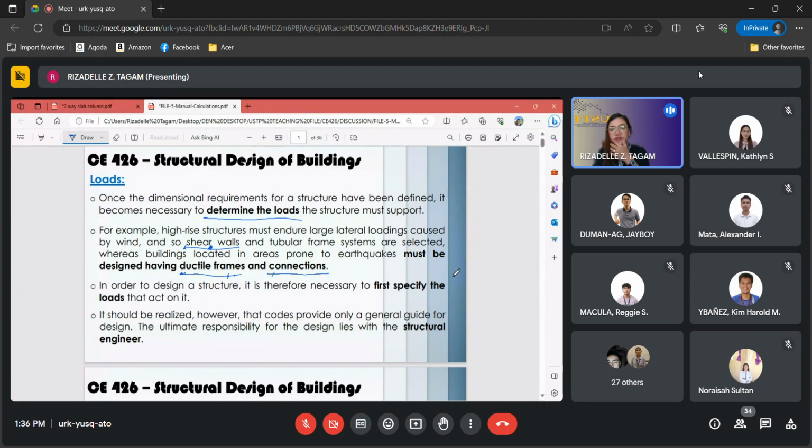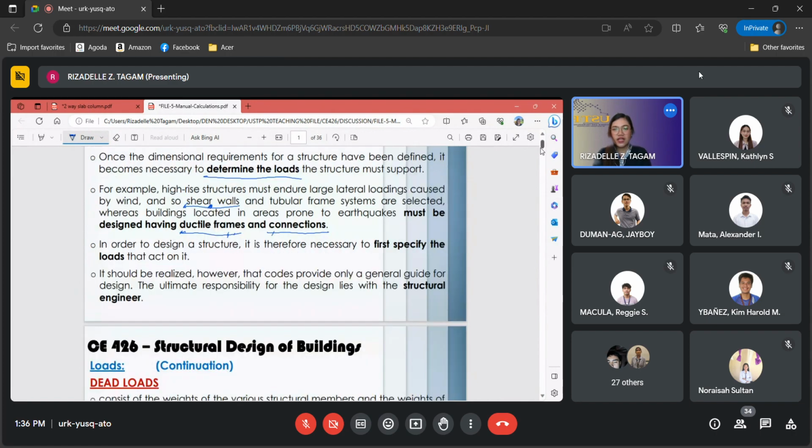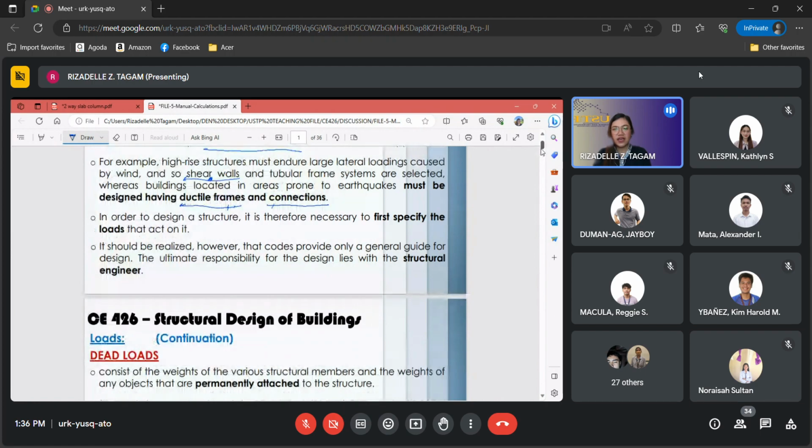So in order to design a structure, it is therefore necessary to first specify the loads that act on it. So like I mentioned, para ma-specify nato ang loadings, kailangan kabuluton sa purpose sa building, di ba? Like wala ka nagbutang og usage sa imong floor area. Gi-design nako na as office, no, sa ground floor or unsa ba.